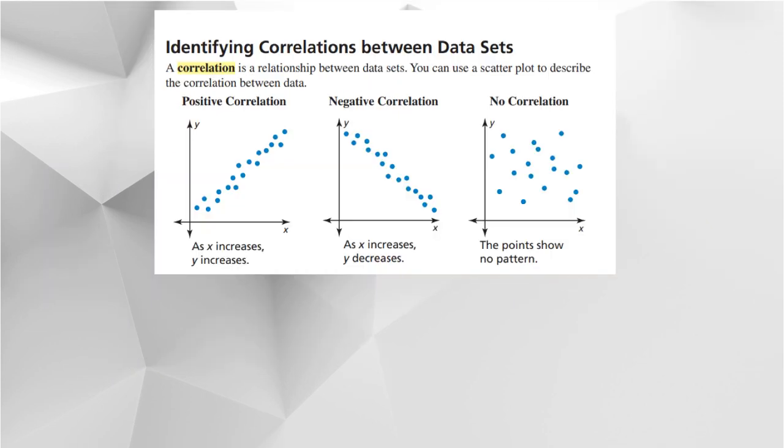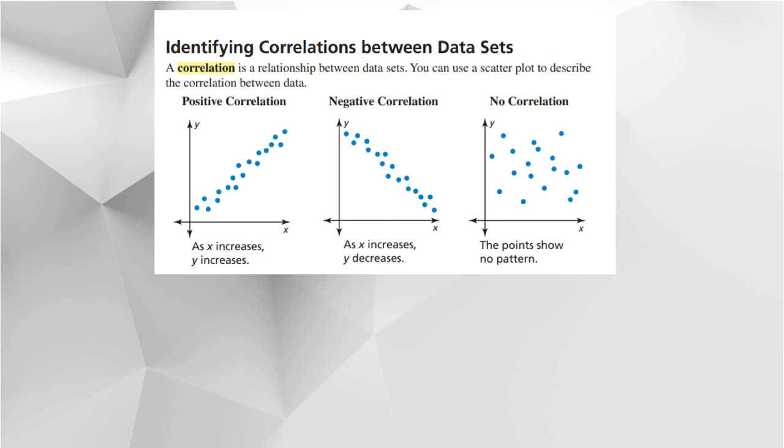We're now going to identify correlations between data sets. Basically, correlation is the relationship between the data sets. You can use a scatter plot to describe the correlation between the data. In the positive correlation here, you can think of your slopes. You have the positive, the negative, then you have your horizontal and your vertical, correct? Which is 0 and undefined.